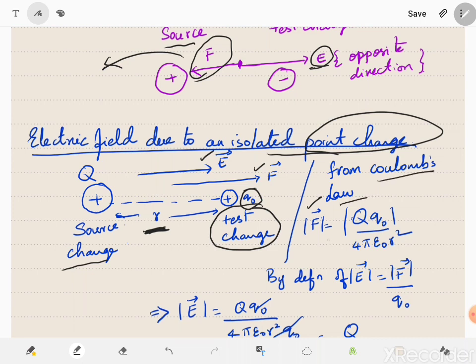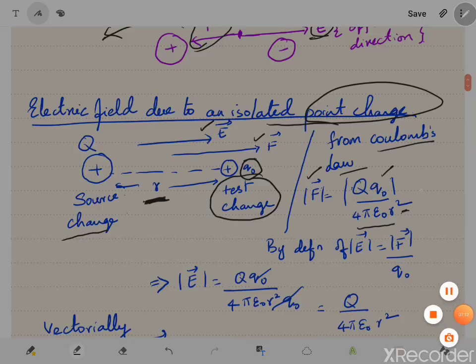From Coulomb's law, we see that F is nothing but mod of Q Q naught by 4 pi epsilon naught R square, where Q is the magnitude of source charge, Q naught is the magnitude of test charge and R is the distance between source charge and test charge. Let's call this equation 1.